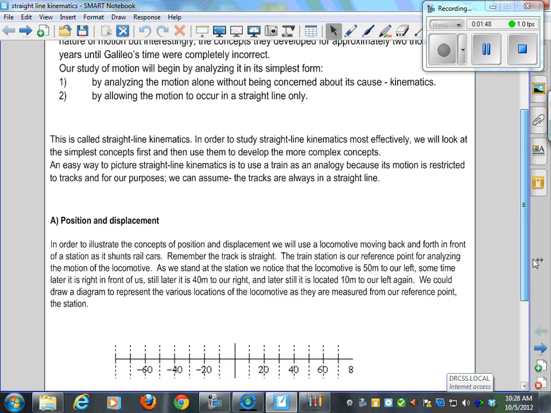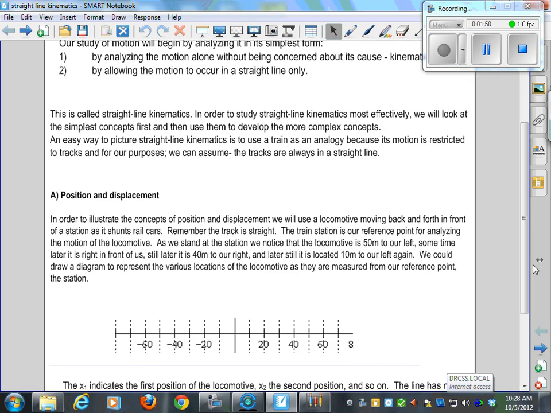In order to study straight line kinematics most effectively, we will look at the simplest concepts first, then use them to develop the more complex ones. An easy way to picture straight line kinematics is to use a train as an analogy, because its motion is restricted to tracks. And for our purposes, we can assume the tracks are always in a straight line.